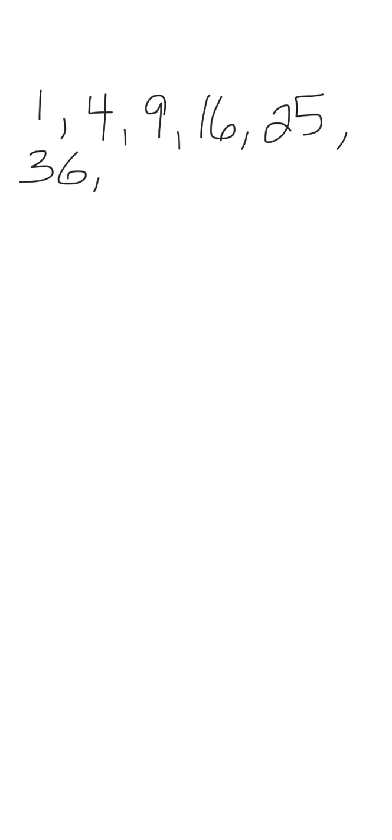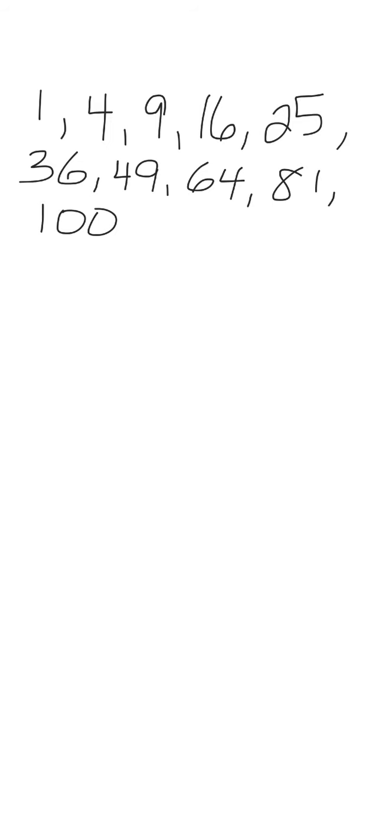Let's do that. To do that, we would just start squaring numbers. 1 squared would be 1. 2 squared, 2 times 2, 4. 3 squared, 9. 4 squared, 16. 5 squared, 25. 6 squared, 36. 7 squared, 49. 8 squared, 64. 9 squared, 81. 10 squared, 100. I can keep going, so I'm just going to write dots. These are what we call our perfect squares.